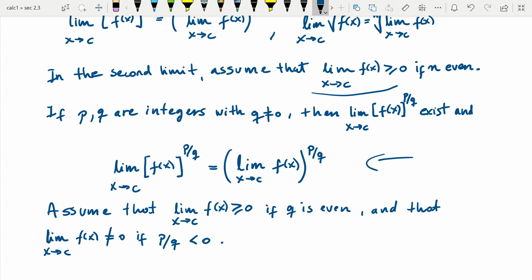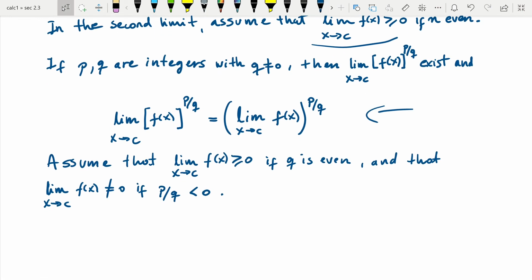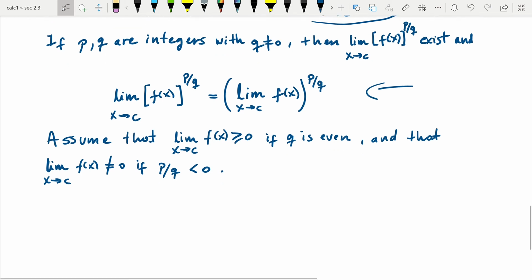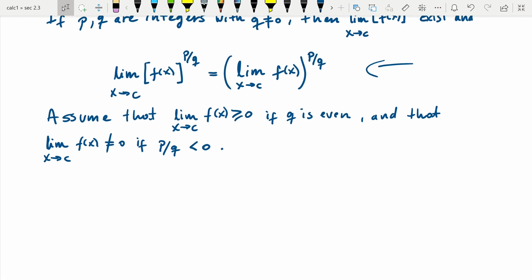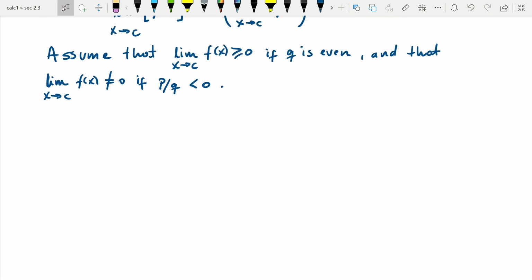that the limit of f of x as x approaches c is greater than or equal to 0 if q is even, and that the limit of f of x as x approaches c is not equal to 0 if p over q is negative. Otherwise, we'll be dividing by something that is very small and thus becoming undefined as we try to take the limit.